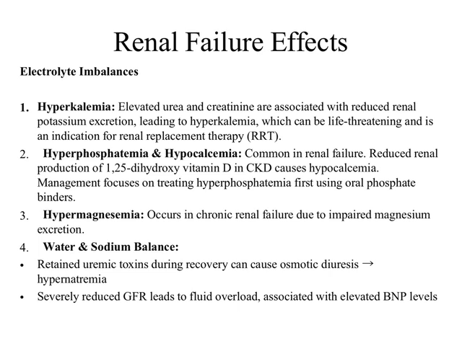Hyperphosphatemia is common in renal failure. Reduced renal production of 1,25-dihydroxyvitamin D in CKD causes hypocalcemia. This imbalance is managed by treating hyperphosphatemia first using oral phosphate binders. Hypermagnesemia occurs in chronic renal failure due to impaired magnesium excretion.